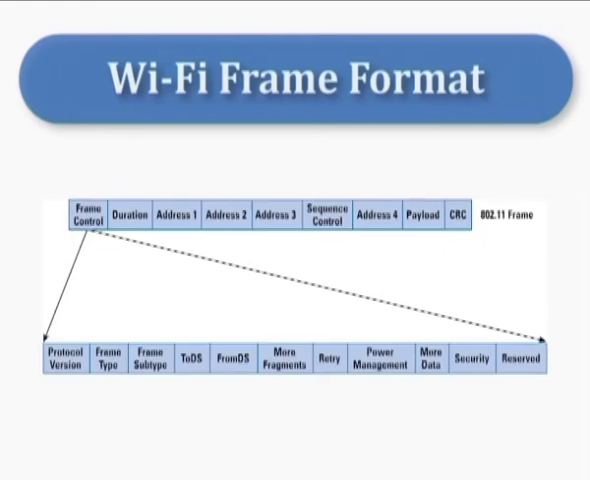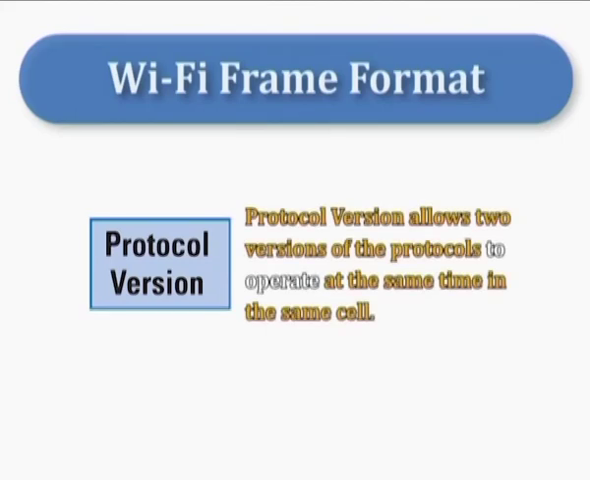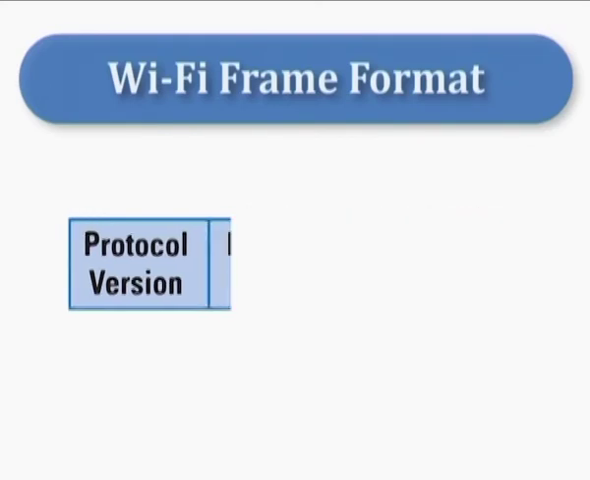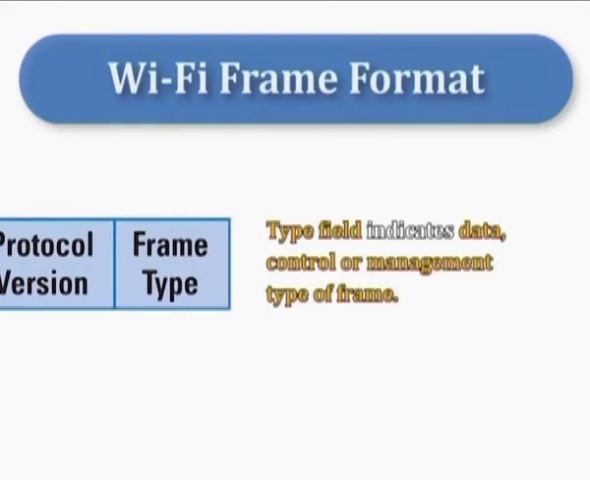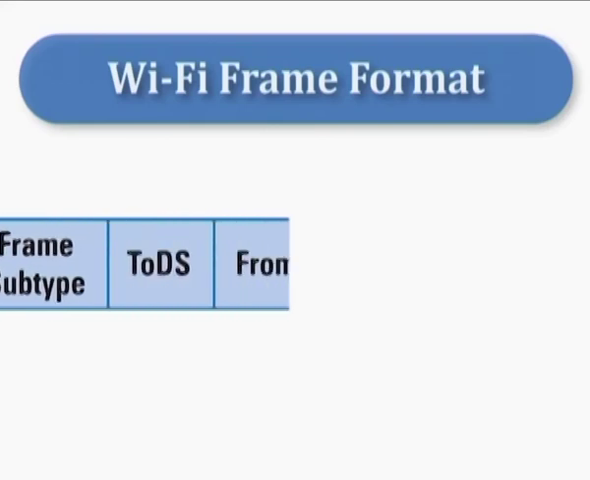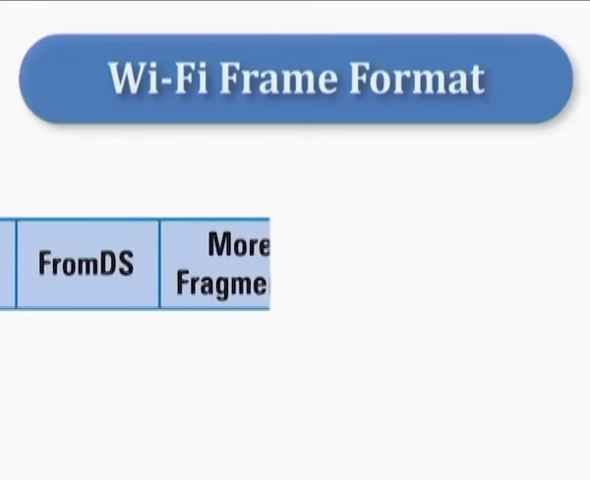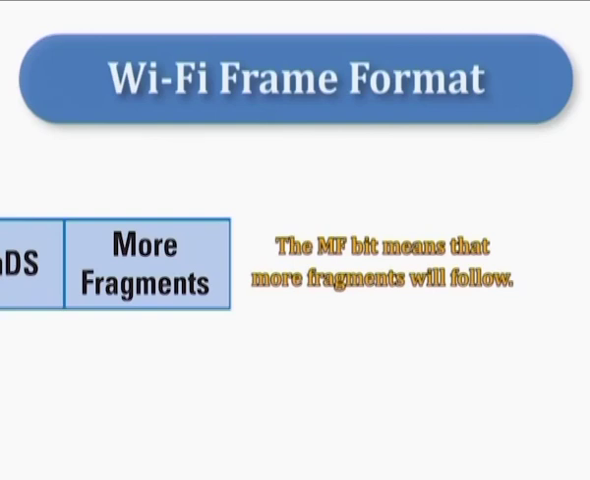Now, let us see details of the frame control field, which has 11 subfields. The first of these is protocol version, which allows 2 versions of the protocol to operate at the same time in the same cell. Then comes the type field, which indicates data, control or management type of frame, and the next field indicates subtype. The To DS and From DS bits indicate that the frame is going to or coming from the inter-cell distribution system, for example, an Ethernet system. The MF bit means that more fragments will follow.